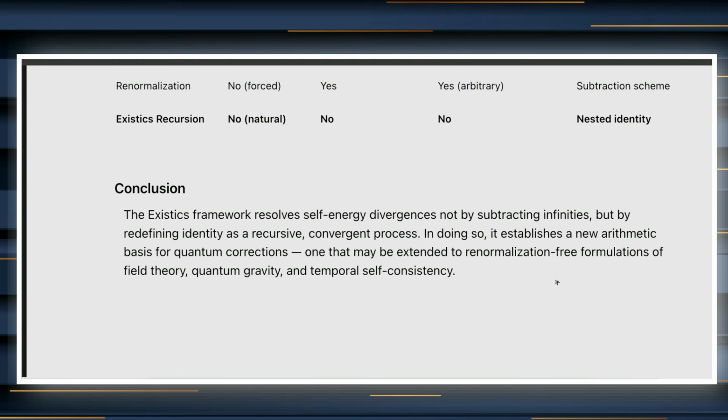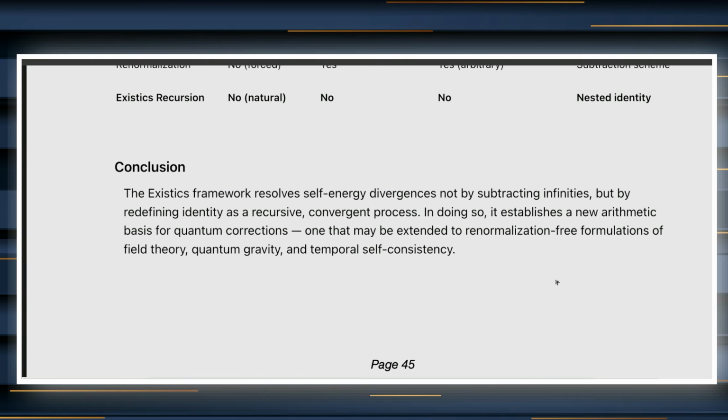Conclusion: the Existics framework resolves self-energy divergences not by subtracting infinities, but by redefining identity as a recursive convergent process. In doing so, it establishes a new arithmetic basis for quantum corrections, one that may be extended to renormalization-free formalizations of field theory, quantum gravity, and temporal self-consistency.